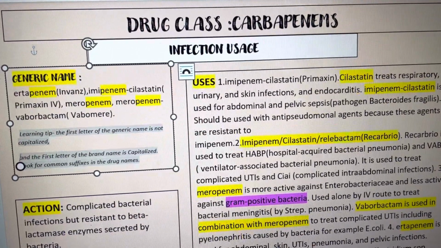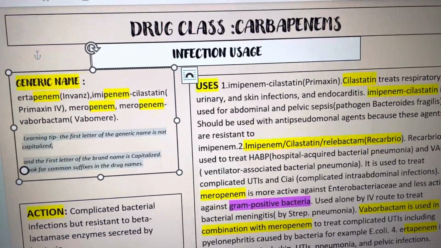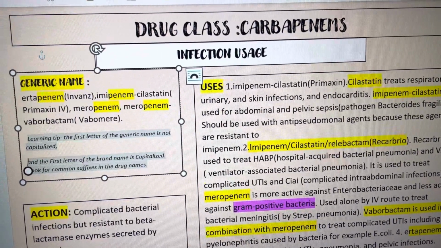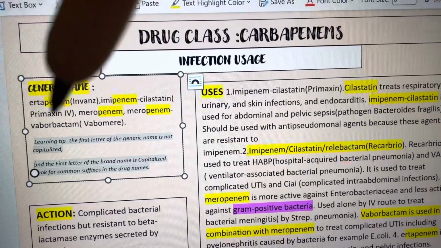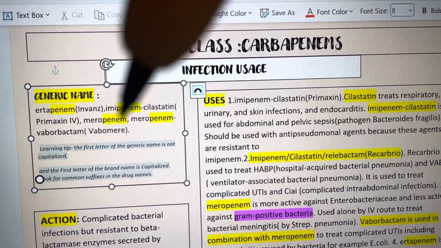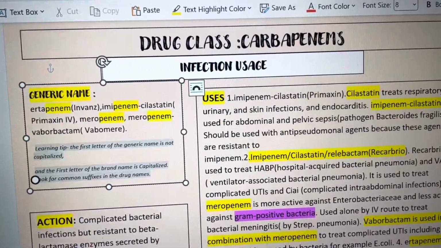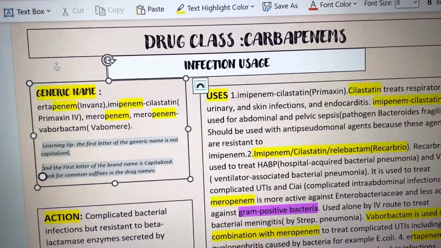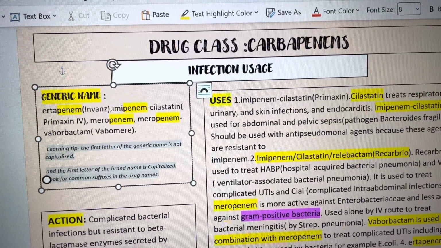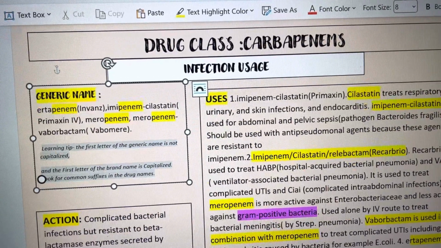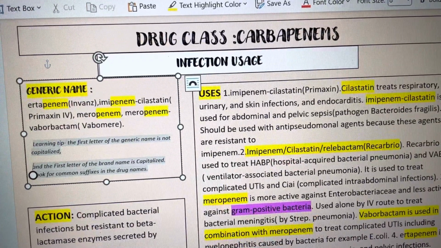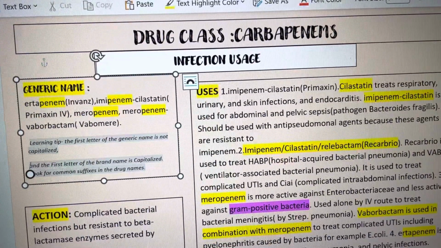So we are going to talk about carbapenem as a drug class, and carbapenems, we know they're used for infection. And if we talk about the generic names, we see "penem", it's repeated. So looking at the suffix, we can group them together. There are different names of the drugs, but the suffix is common, so we can group them together, and it's easier to follow. And we know they belong to one drug class.